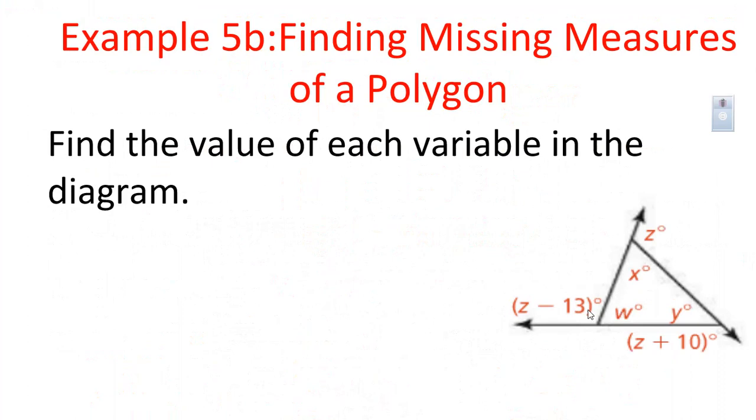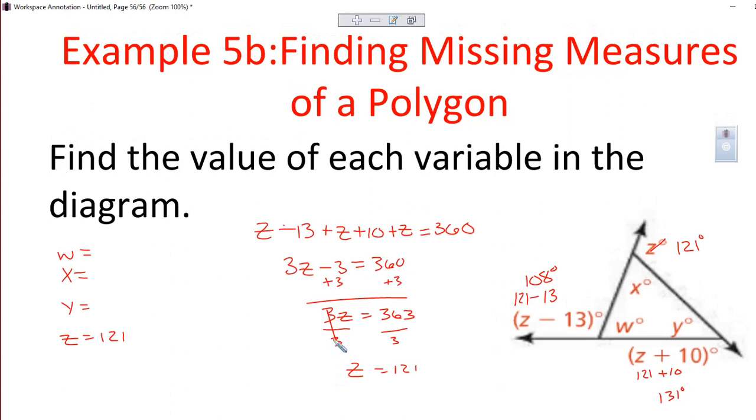All right, so now I want you to take a look at this and find the values of x, y, z, and w. Use what we talked about today. Pause your video and come back and check your answer when you're done. All right, so we have all of our letters to find. The first one we can find is z, because all of our exterior angles add up to 360. The x, y, and w we can't find yet. We have to know what these outside angles are first. So we set them up, add them up to equal 360, and solve to get 121. When you go back and plug it in, you get 108 for this angle, 121 for this angle, and 131 for this angle.